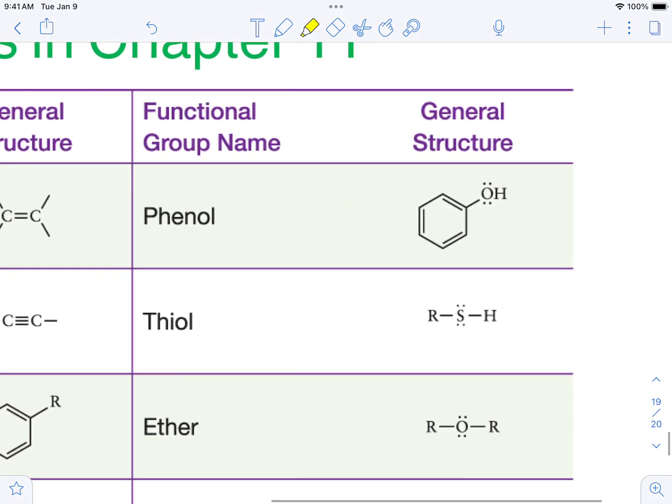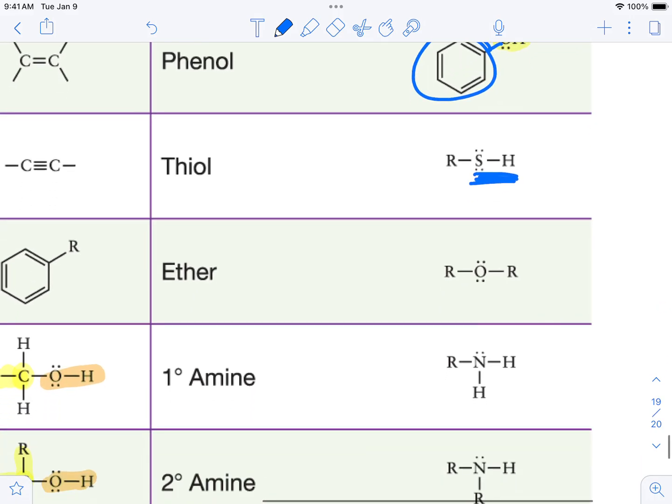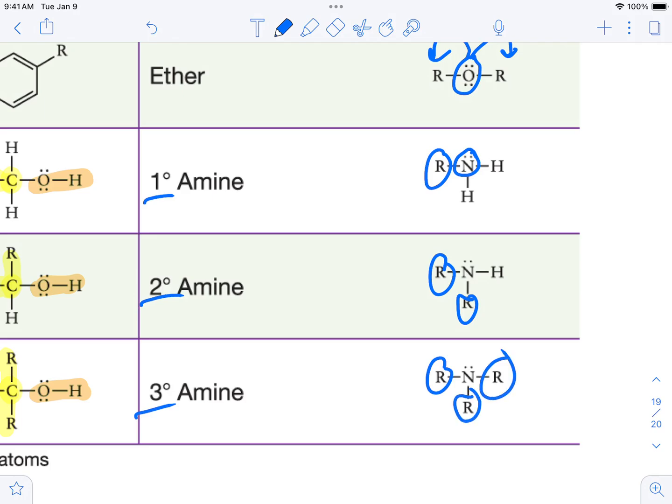You have your phenols, which can be tricky and look like an alcohol. However, this has to be attached to a ring compound. Your thiols are your SH groups attached to an R group. Your ether is your oxygen atom bonded to 2 R groups. And what we just did, your amine groups, we're looking for that N atom, and to determine if it's primary, secondary, tertiary, depends how many R groups there are attached to it.